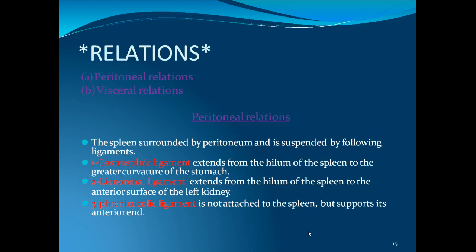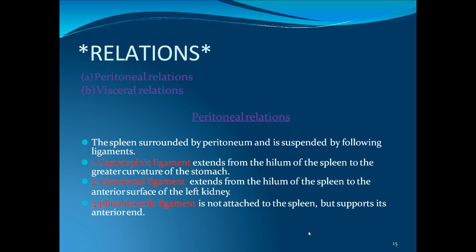So you can see the location of the spleen exactly in this picture and how its axis is formed with the axis of the ribs. Now we'll see the relations, peritoneal relations and visceral relations. First we will see the peritoneal relations. The spleen is surrounded by peritoneum and suspended by the following ligaments.